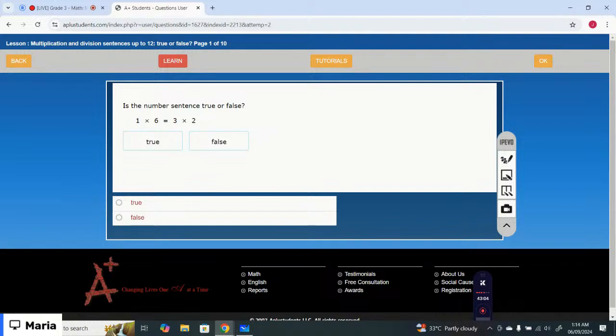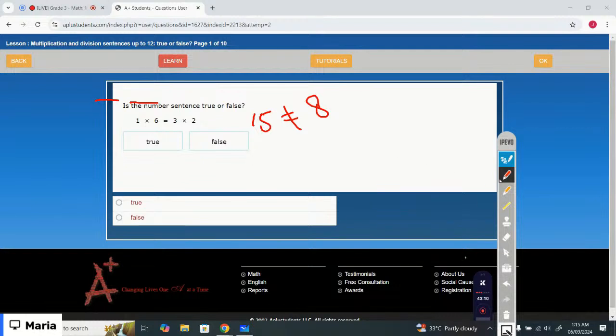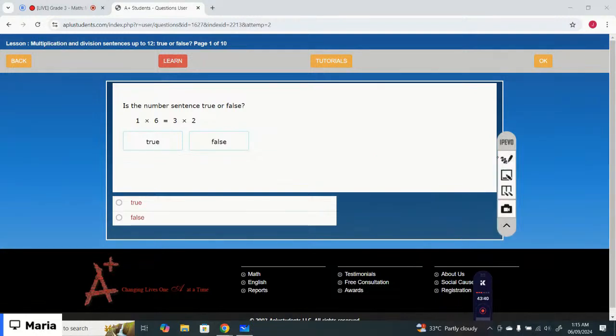Is the number sentence true or false? 1 times 6 equals 3 times 2, right? So just solve both sides. 1 times 6 is 6 and 3 times 2 is 6. Yes, both sides are exactly equal. So true it is. So they both are exactly equal. So the correct option is true. Option number 1 is the correct option.